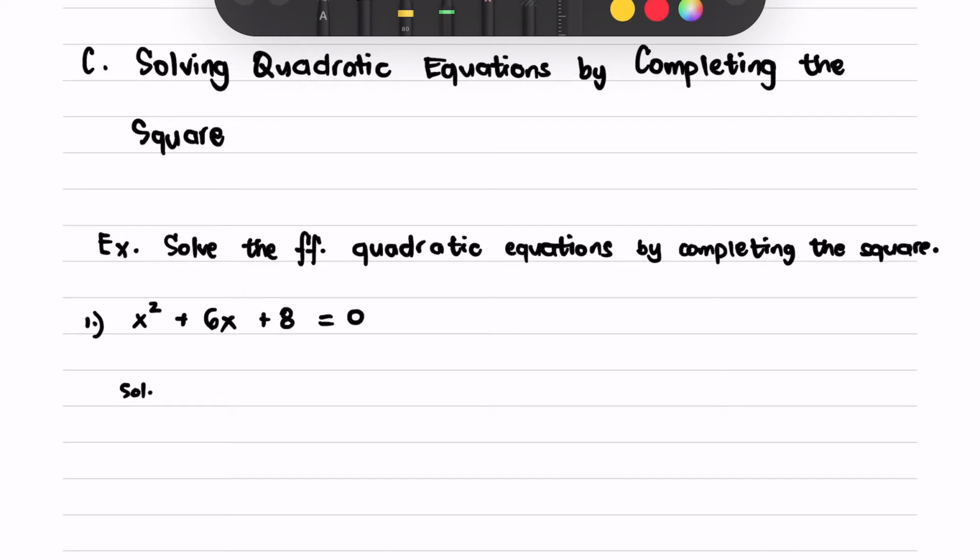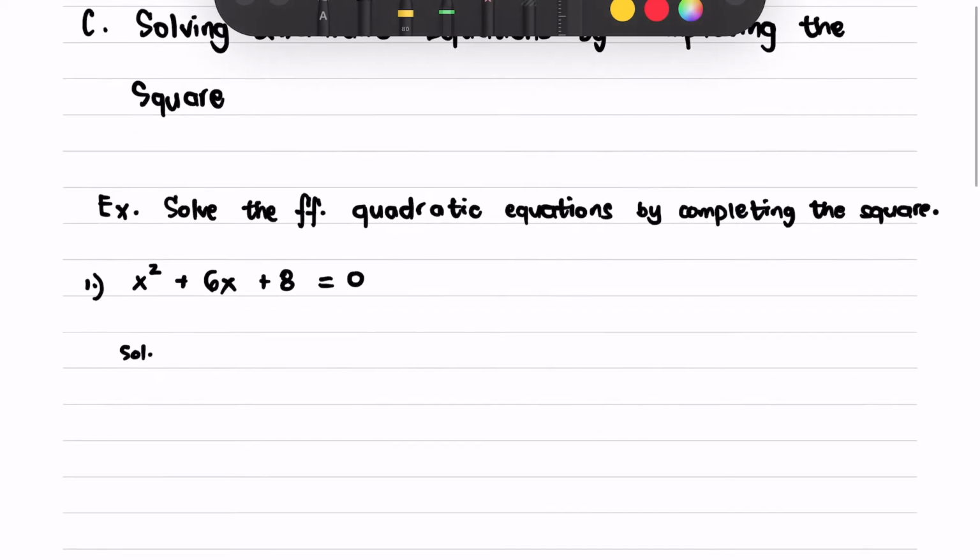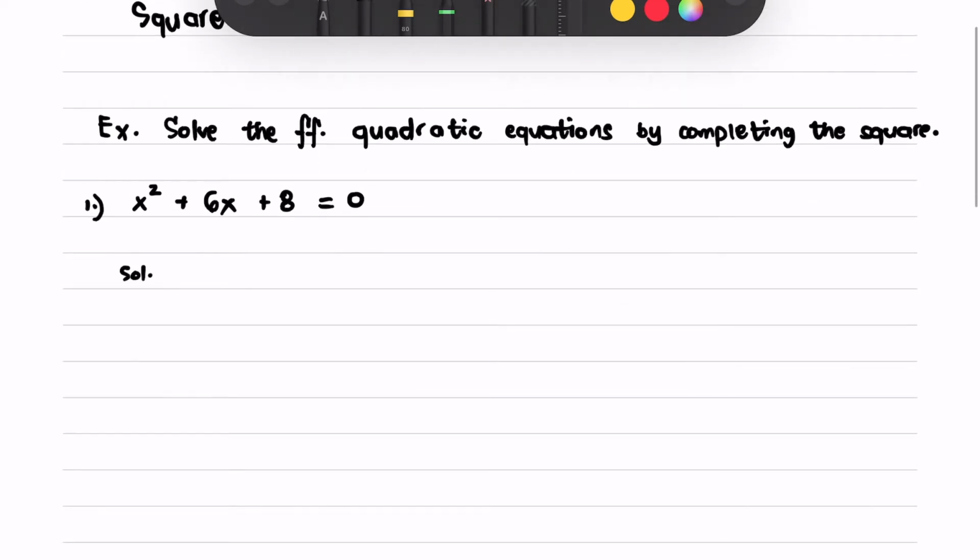So ginagamit natin to if ang given quadratic equation natin is not factorable and we cannot use extracting square root. So kung hindi pwede yung dalawang method na na-discuss ko before, pwede naman gamitin itong third method, which is nga itong completing the square. Okay? Now, ready na? So, let's have this example.